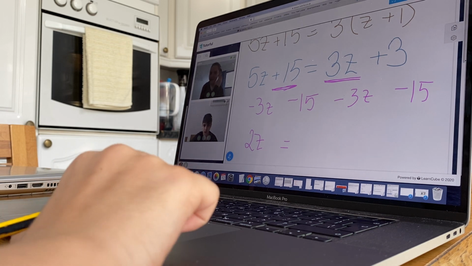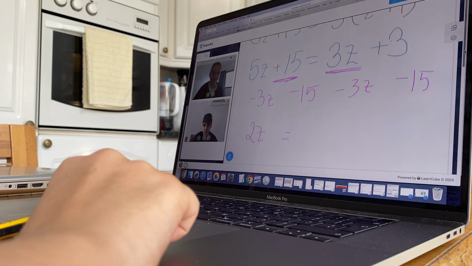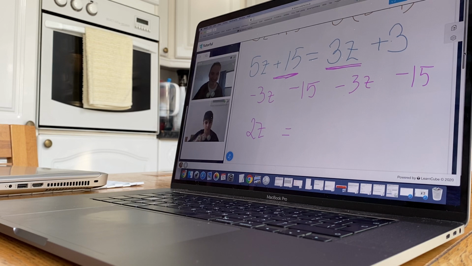Positive or negative 12? Negative 12. Remember, we're taking a smaller number and taking away a bigger number. So we should get 2z equal to minus 15. So 3z moves over here, 15 moves over here. They kind of swap.